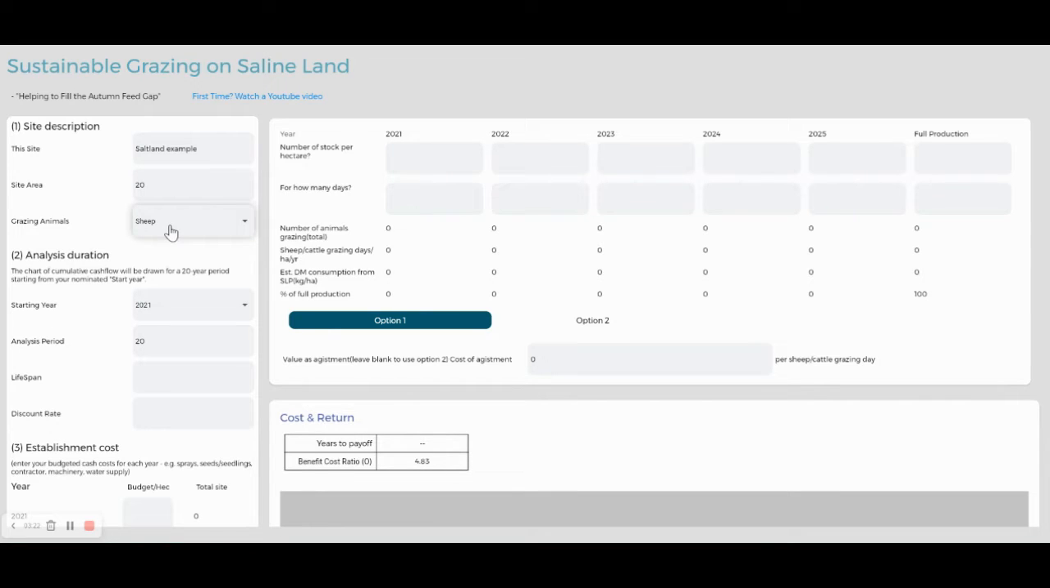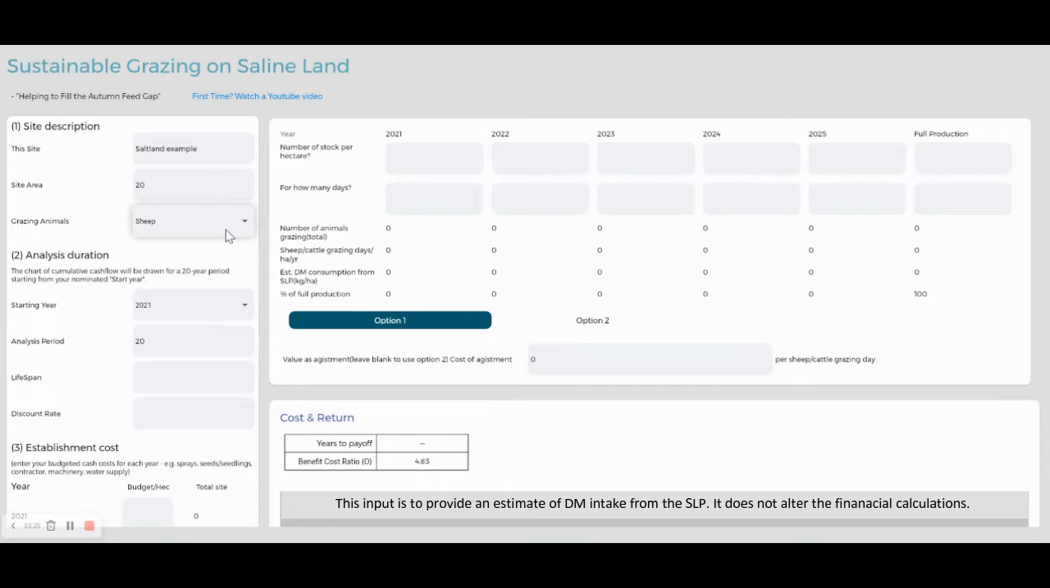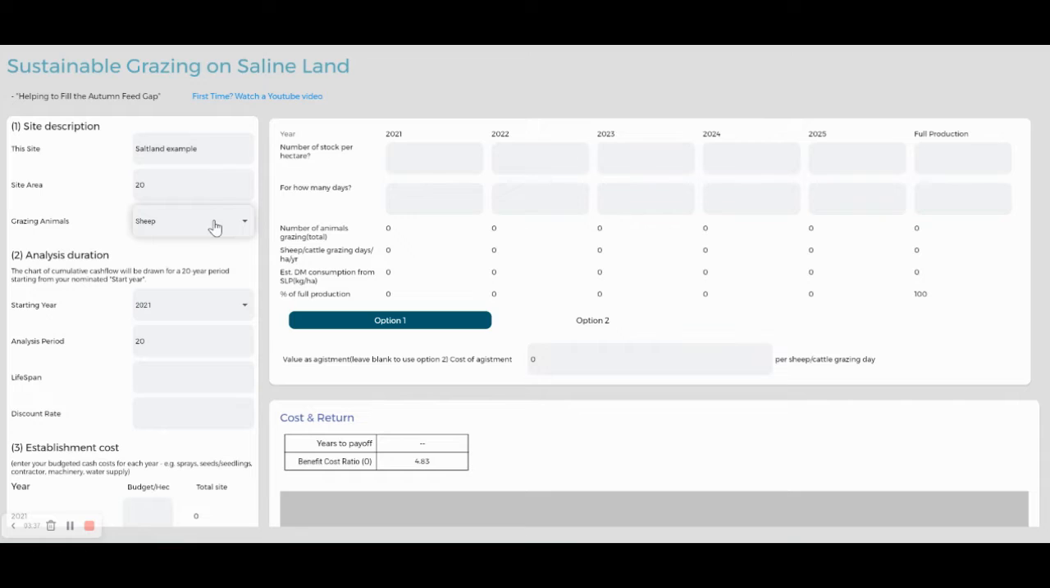The type of grazing animal, and there's a drop down box here. It gives you the options of sheep or cattle, and for the case study farm that was grazed with sheep, the selection of sheep or cattle is really only there as a record for when you're entering your grazing days, so that you know whether they're grazing days of sheep or cattle, which are obviously quite different. And it also alters the estimated dry matter consumption per grazing day. So that's the first section.